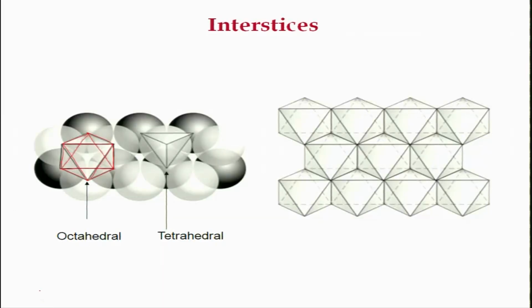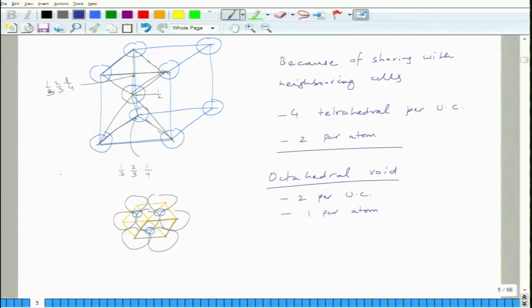Right. So, this is how the octahedras are arranged. You can see on the right, these are the various octahedras within the hexagonal unit cell. So, you will have a total of 2 octahedras per unit cell.